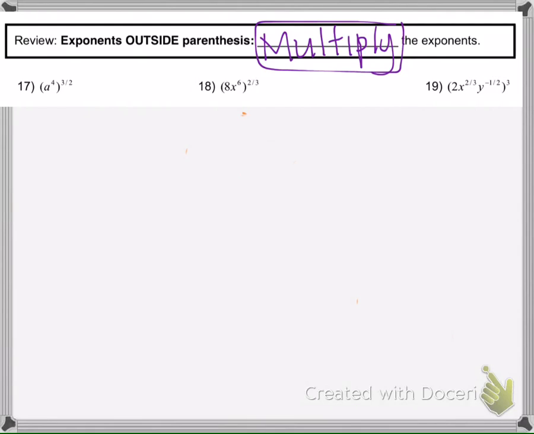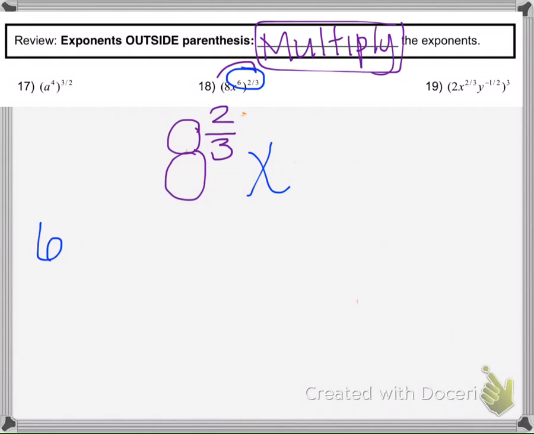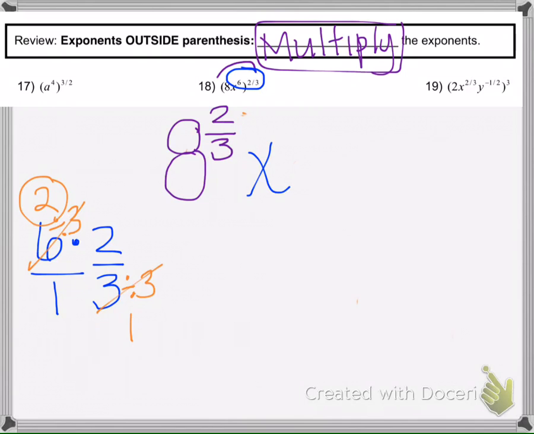Alright, so if we look at the next example here, we're going to distribute 8 to the 2/3 power. And then here we have exponents inside and outside, so we need to multiply 6 times 2/3. So 3 goes into 3 once, and 3 goes into 6 twice, and we'd have 2 times 2 is 4, 1 times 1 is 1, which is 4, right here.